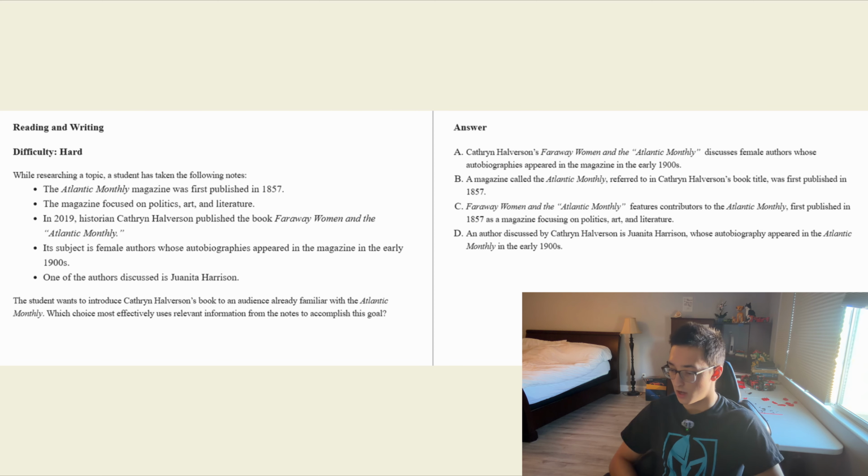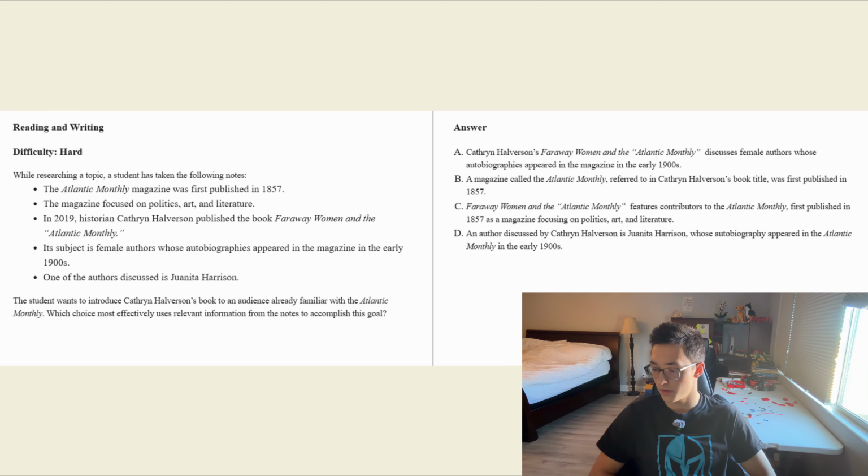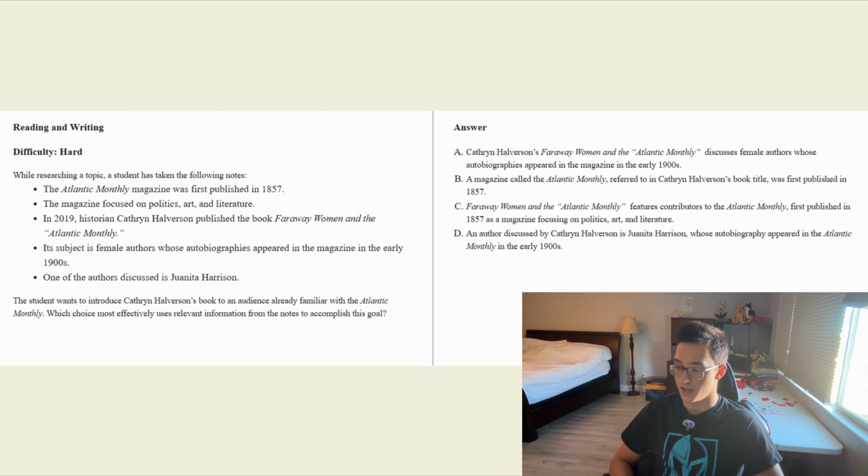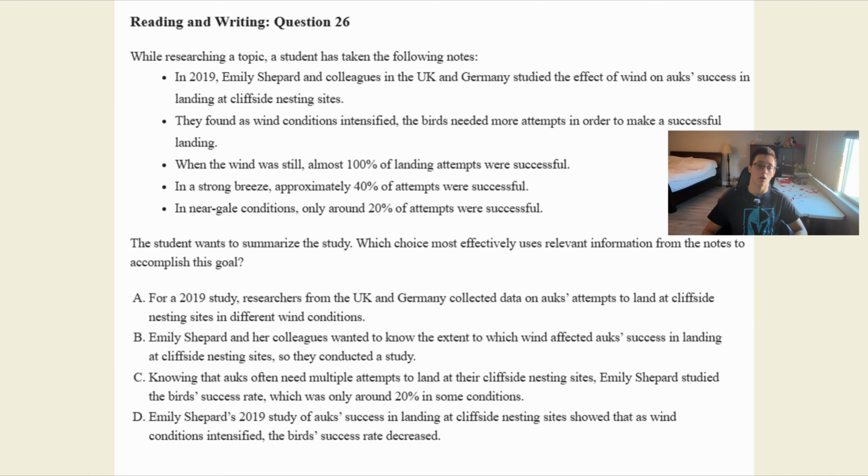D says, an author discussed by Catherine is Juanita, whose autobiography appeared in the Atlantic Monthly. That's not talking about the book at all. So D is incorrect. And that just confirms that our answer is A once again. All right, so this is actually one of the hardest questions I found in College Board for rhetorical synthesis. So if you can confidently answer this, I'm pretty confident that you will be able to get all the rhetorical synthesis questions right on the actual SAT or PSAT.